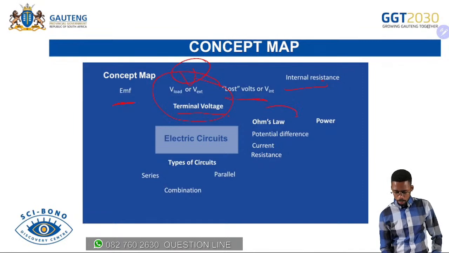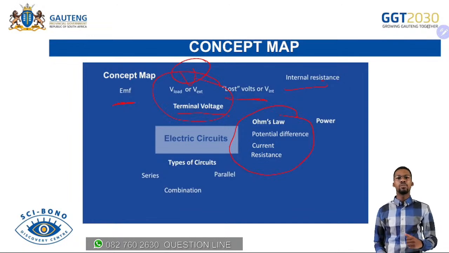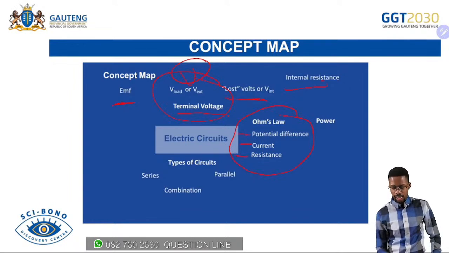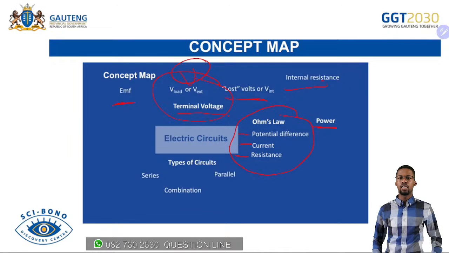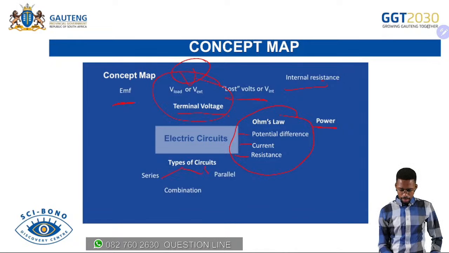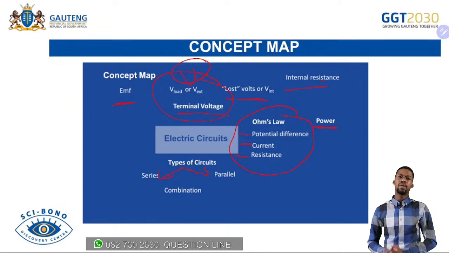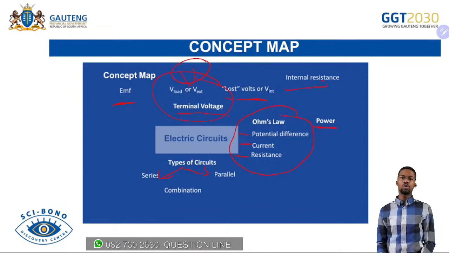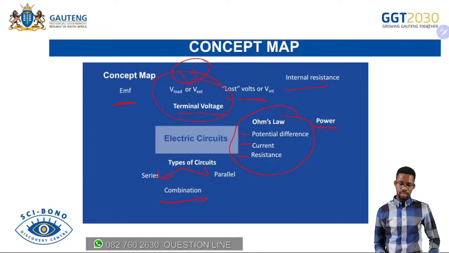Today we are going to talk about Ohm's law, which gives us an insight into the relationship between the potential difference, current, and resistance. Then we are going to talk about power, and we are going to use power formulas to solve circuit problems. I did mention that we will look at the two types of circuits, the series circuit and the parallel circuit. But we are not going to limit ourselves to that. We are also going to look at the combination, where we have a diagram that has both series and parallel circuit combination.